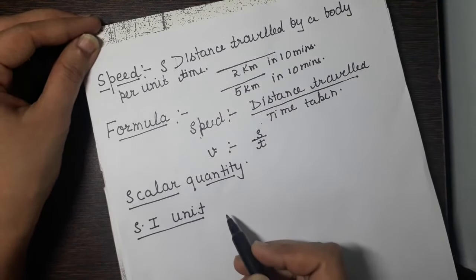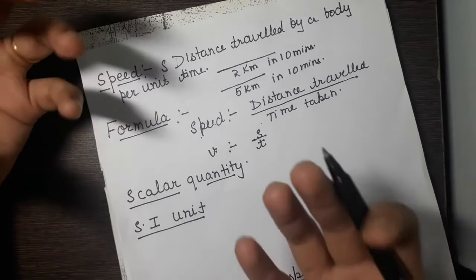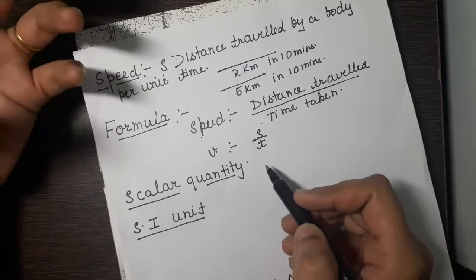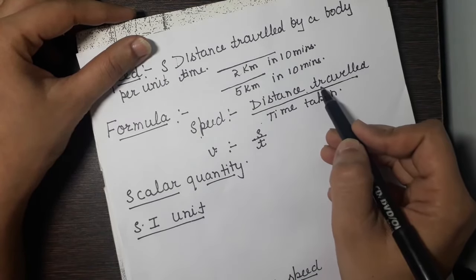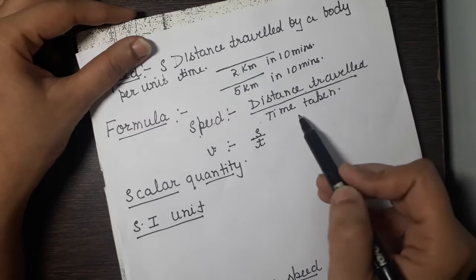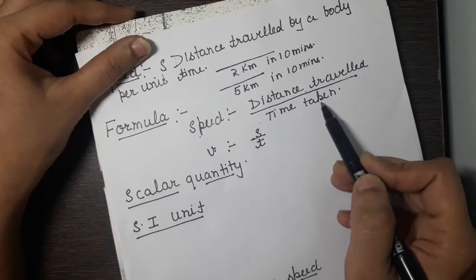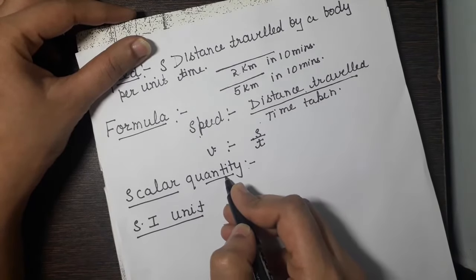Now if we talk about the quantity, which is it, scalar or vector? If we see the formula, distance is a scalar quantity, as we have already discussed scalar and vector quantities, and time is also a scalar quantity. So speed is also a scalar quantity.